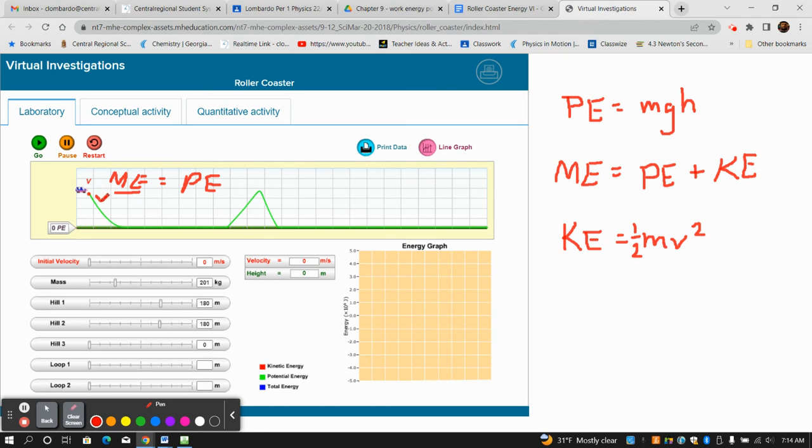And then, as the height changes, potential is going to decrease, and kinetic energy will increase. So we definitely want to make sure we know that. It's not a cheat code or anything like that, but it definitely makes everything a little bit nicer and easier.